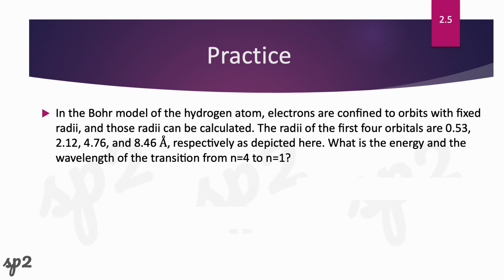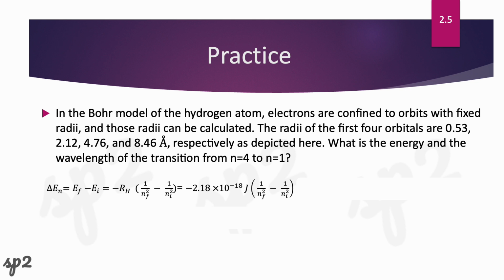Okay, so that brings us to our practice. Take a look at this long question stem. It says in the Bohr model of the hydrogen atom, electrons are confined to orbits with fixed radii, and we can calculate these radii. The question is, what is the energy and the wavelength of the transition from 4 to 1? If I have an electron on n equal 4 coming back to n equal 1, it's going to release energy, so that change must be a negative change.